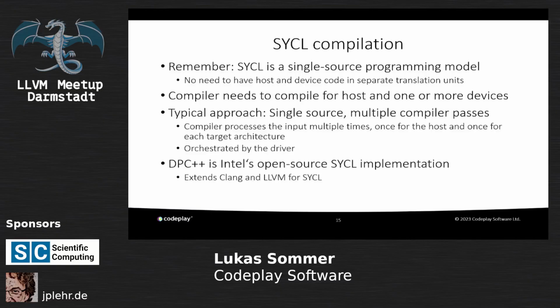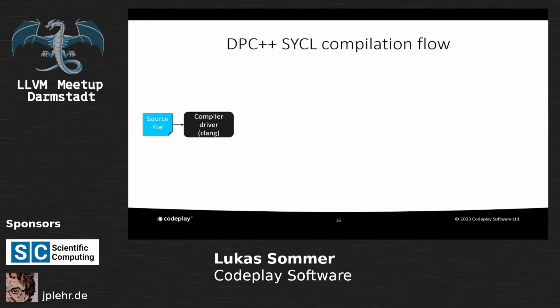I've been mentioning DPC++ a few times now. It's Intel's open source SYCL implementation, and it's essentially an extension of Clang and LLVM. So a fork of the LLVM project, adding some SYCL stuff in there, adding a SYCL runtime, and that's about it. Okay, so how does the compile flow work? We have our source file, some C++ file, and we have our compiler driver, simply Clang.